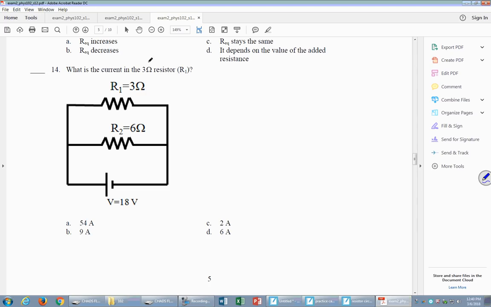Y'all know how to do this one? What's the current in the 3 ohm resistor for this? And then further, what's the overall current?